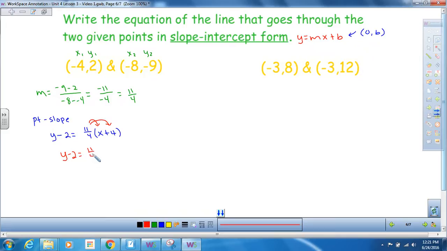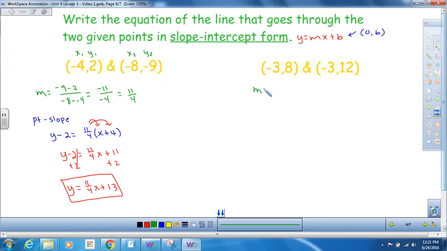So it's 11 over 4x. 11 over 4 times 4 is 11. And then add 2. You add it with its like term. So y equals 11 over 4x plus 13. And that is slope-intercept form. Y equals mx plus b. Okay, so same thing. I would pause and try this next one on your own, and then check back.